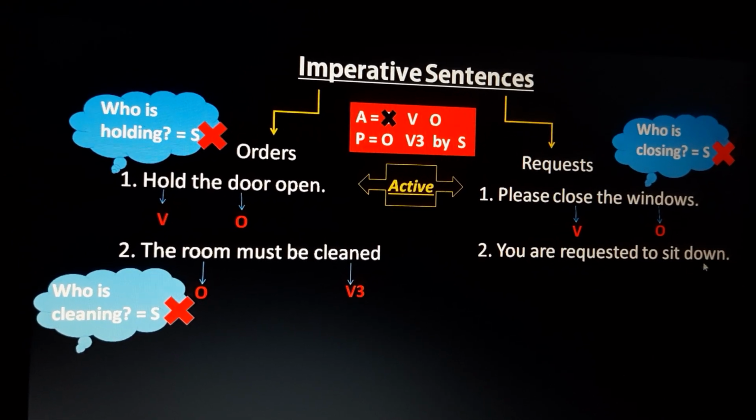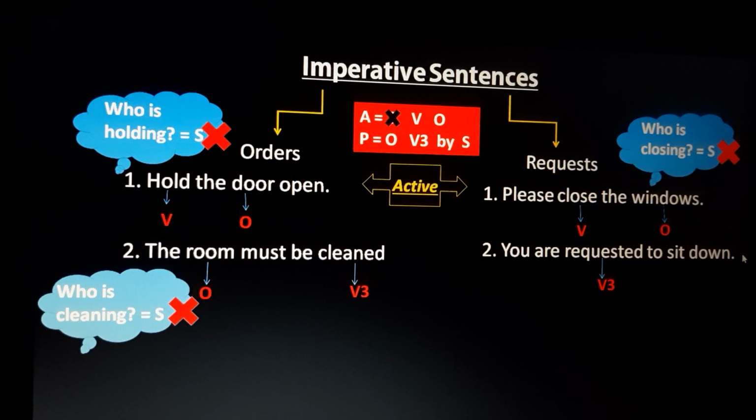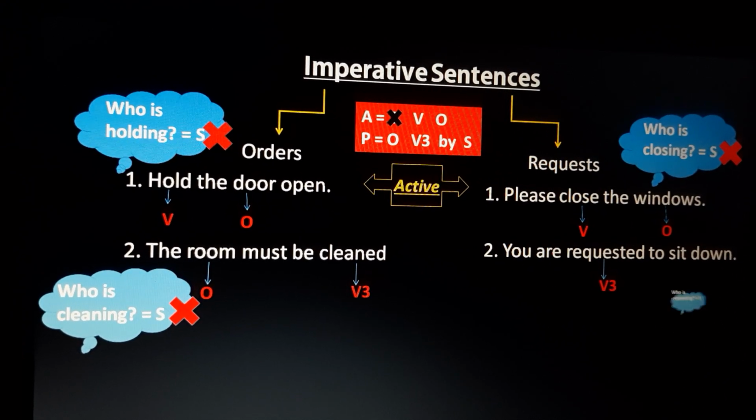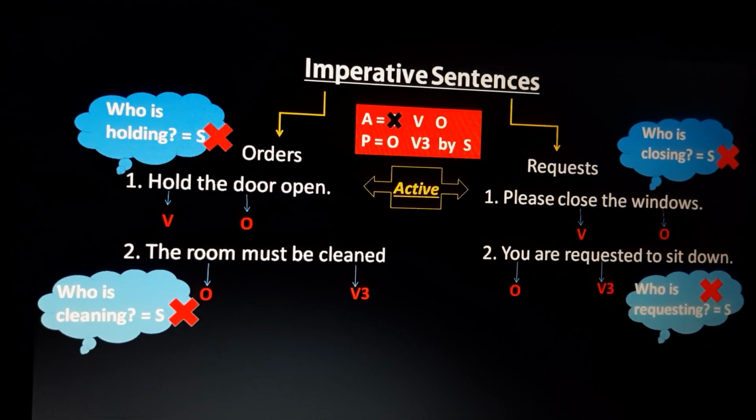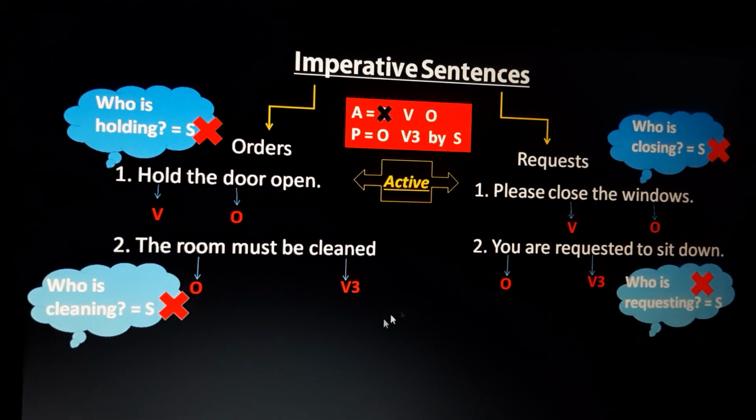Now let us look at this sentence. "You are requested to sit down." Here requested is the V3 form of the verb, but who is requesting is not mentioned in the sentence. You is the object.